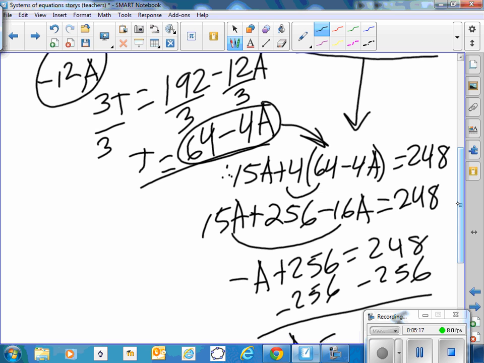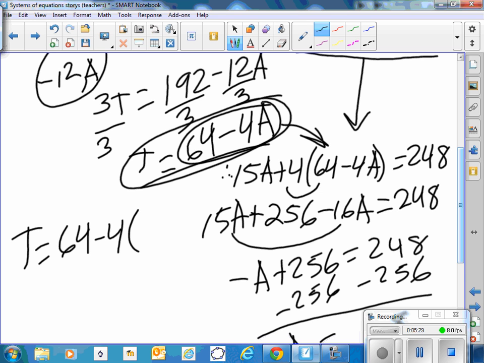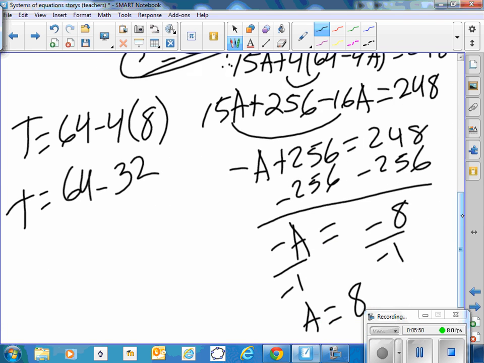then over here where a test is worth 64 minus 4 assignments, so we'll say a test is equal to 64 minus 4 assignments, but an assignment is worth 8. So 4 times 8 is 32. So 64 minus 32 is what a test is equal to. And that turns out to be 32. So a test is worth 32 points, an assignment is worth 8.